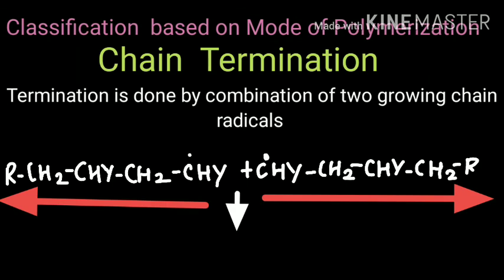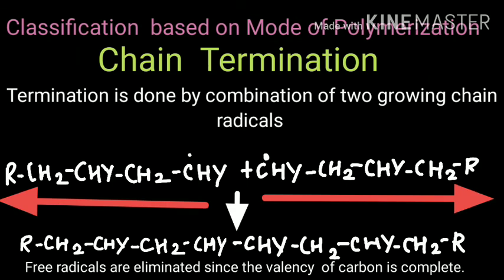The last step is chain termination. Termination means to stop. Here the growing chain is stopped. The termination is done by combination of two growing chain radicals. Here is the example of the chain termination process. Just write the two growing chain radicals in opposite directions to terminate the chain.